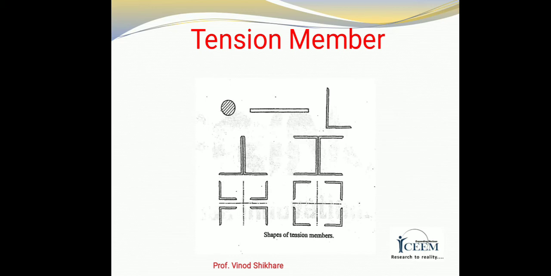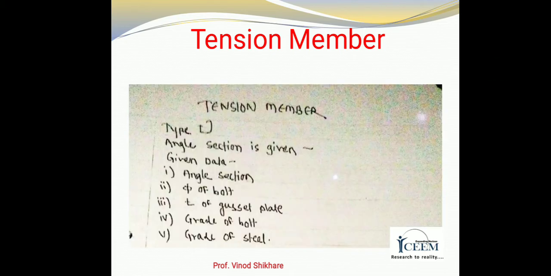Design strength of a tension member: the design strength of a tension member is the lowest of the design strength due to yielding of gross section, that is TDG, the rupture strength of critical section, that is TDN, and block shear.